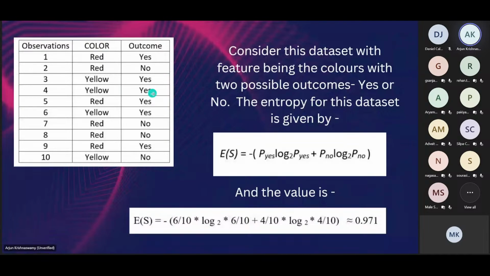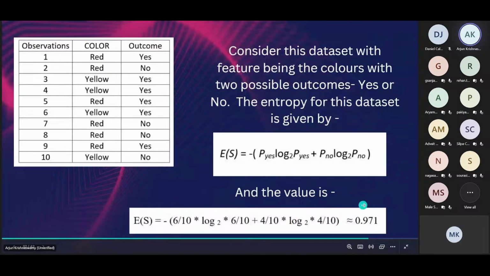So if you find the entropy of this data set, it will be minus p_yes log p_yes minus p_no log p_no. So p_yes will be 6 by 6 plus 4, which is 6 by 10. 10 is the total number of observations. So 6 by 10 log 6 by 10 plus 4 by 10 log 4 by 10. And the entropy value here comes out to be 0.971.